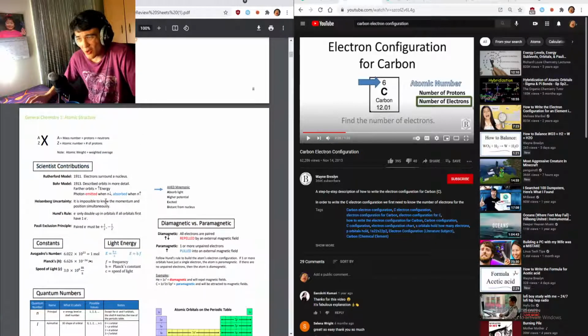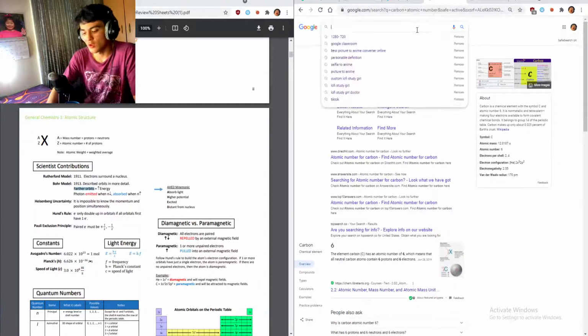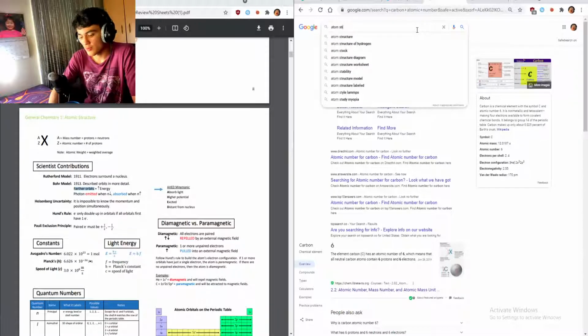Scientists' contributions. I don't know if I have to memorize these people though. Rutherford just discovered that electrons exist around the nucleus, just electrons. But the Bohr model actually noted that there are orbits which these electrons travel through. The further the orbits from the nucleus, the more the energy. Atom structure.